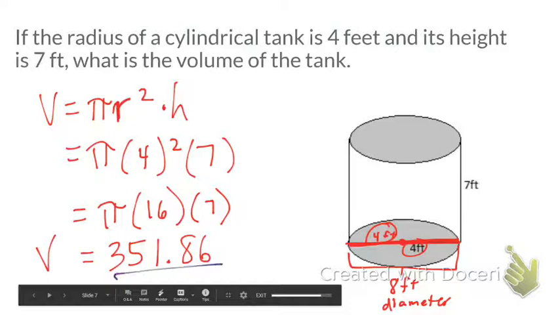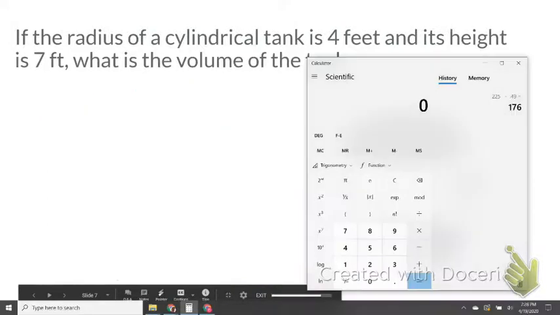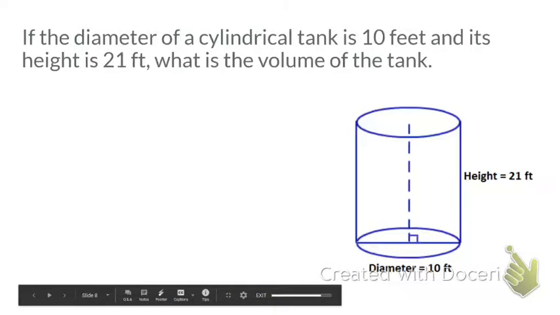It's 351.86. What units? Well, we're talking about feet here, right? And because it's volume, it's always going to be a cubic measurement, meaning it's to the third power. It's three-dimensional, so it's third power. So you have to make sure that you have the type of measurement, it's in feet, and then you've got to have it cubed. All right. Let's move on to the next example here.